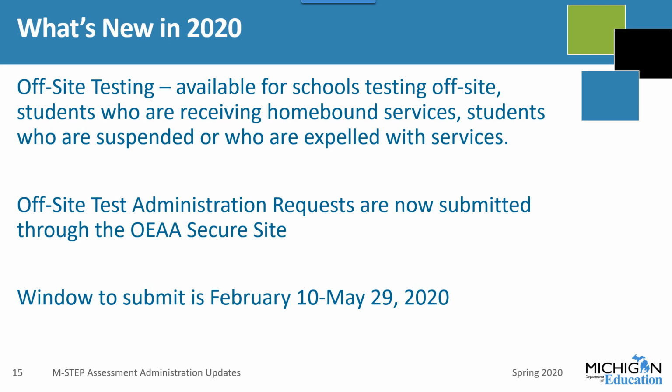Instead, go to the Secure Site, select the Assessment Registration tab, and then select Off-Site Test Administration Requests from the drop-down menu. Detailed instructions for how to fill out this request form are available on the Secure Site training page at www.michigan.gov/securesitetraining. The window to submit this form is open now. It runs from February 10 through May 29, 2020.